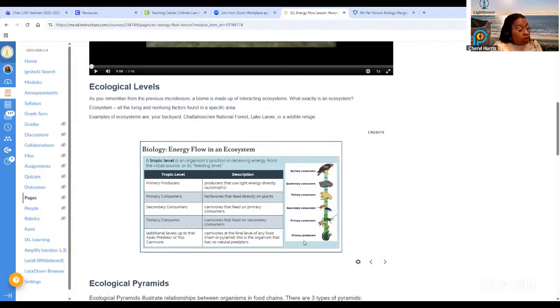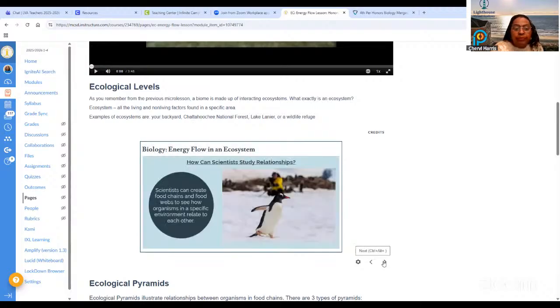All the pyramids always start with primary producers. That's always the bottom. That's where the food starts. All food chains, all food webs start with the producers. That's something to remember.